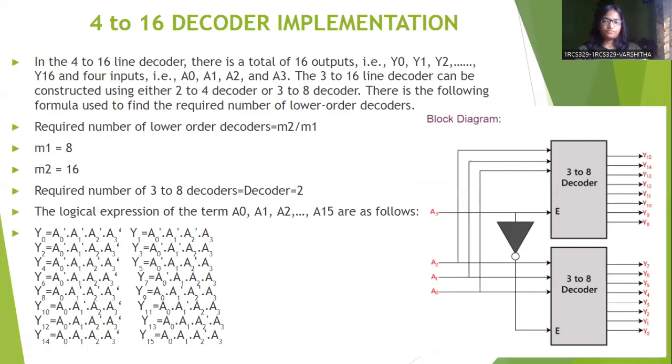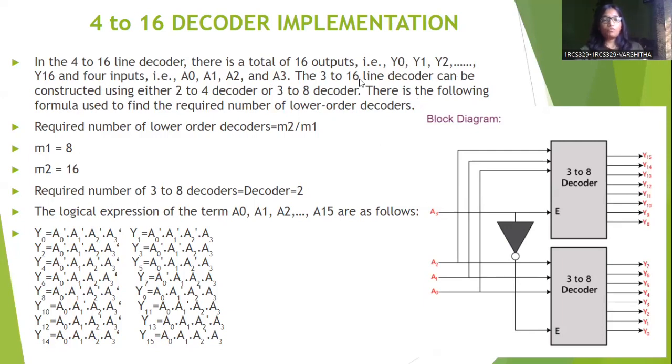Now let's learn about the 4 to 16 decoder implementation. In a 4 to 16 line decoder, there is a total of 16 outputs, because when we pass 4 input signals, it would produce 16 output signals. According to the formula, when we pass n input signals, there would be 2 to the power of n output signals. So 2 to the power of 4 would be 16. So a 4 to 16 decoder would produce 16 output signals.